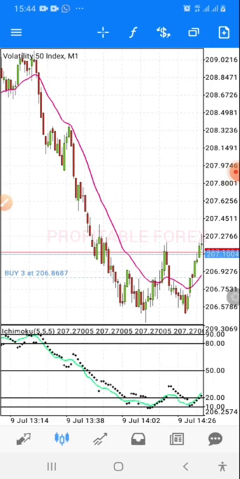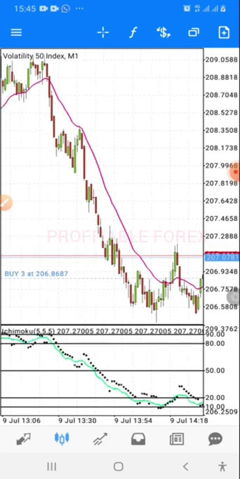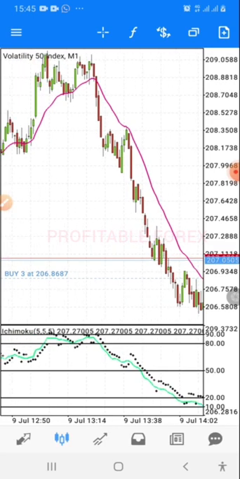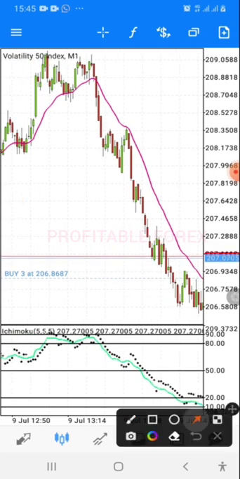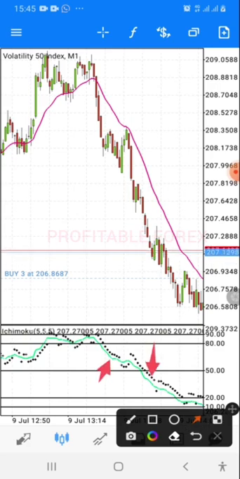Now the second condition you have to check is on the indicator window, and on the indicator window we have our indicators, and we have the Ichimoku and the parabolic SAR. Okay, so the Ichimoku is the green line you have here, and the parabolic SAR is the black dotted lines here.